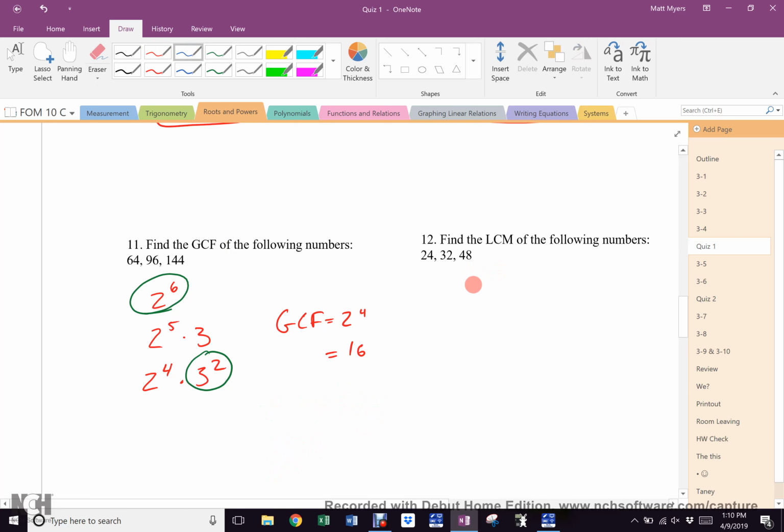LCM of 24 is 2 cubed times 3, 2 to the fifth, and 2 to the fourth times 3. So the LCM is 2 to the fifth times 3, which is 32 times 3, which is 96. Okay.